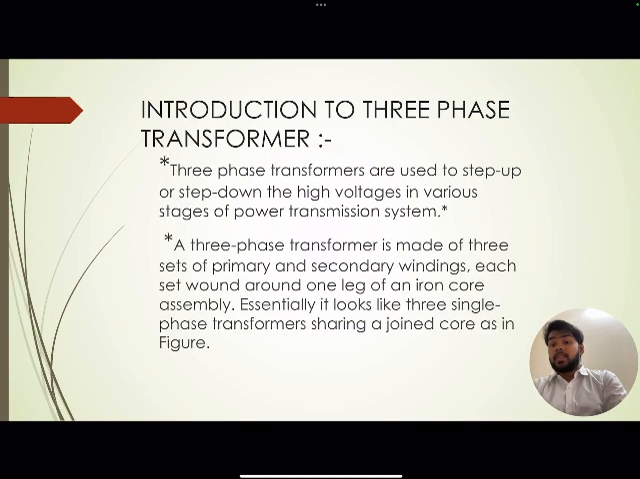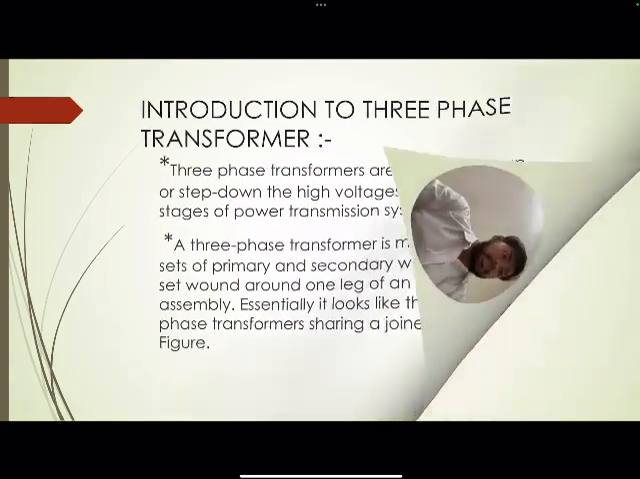A three-phase transformer is made of three sets of primary and secondary windings. Each set is wound around one leg of an iron core assembly. Essentially, it looks like three single-phase transformers sharing a joint core, as in the figure.